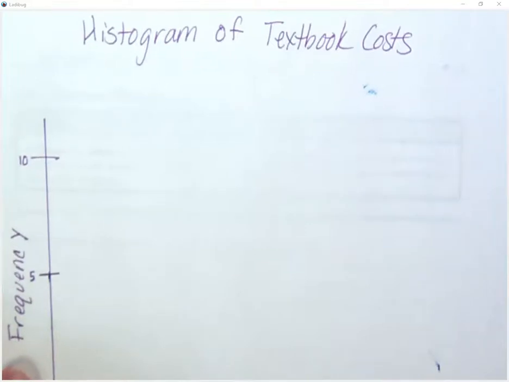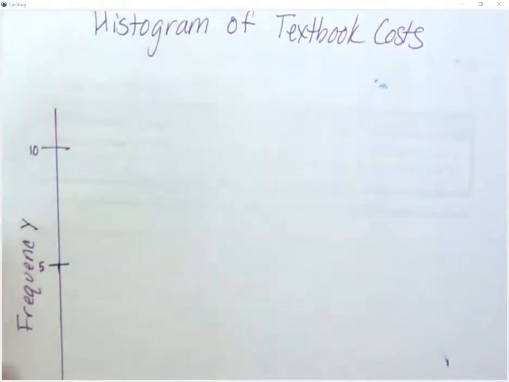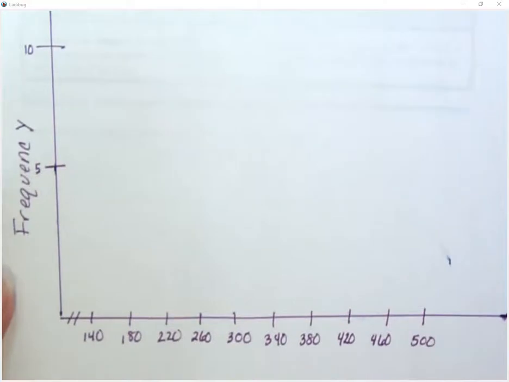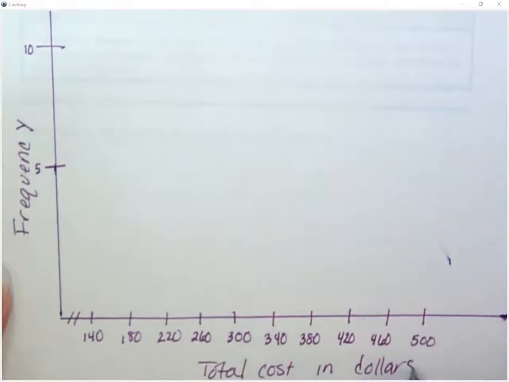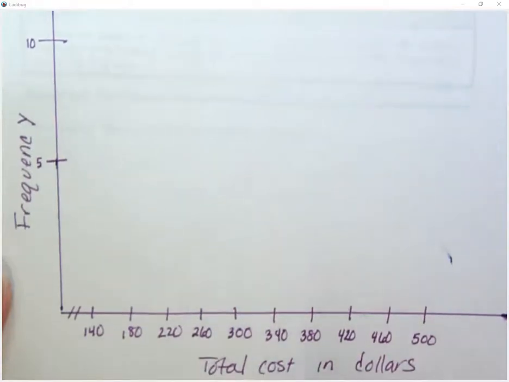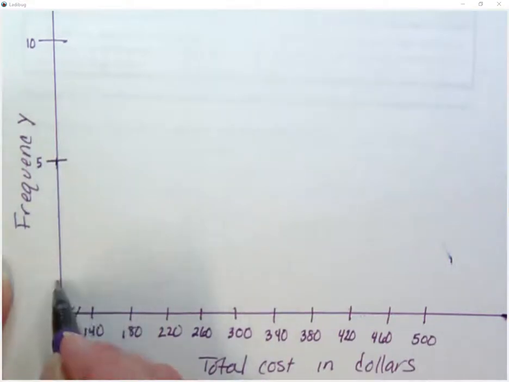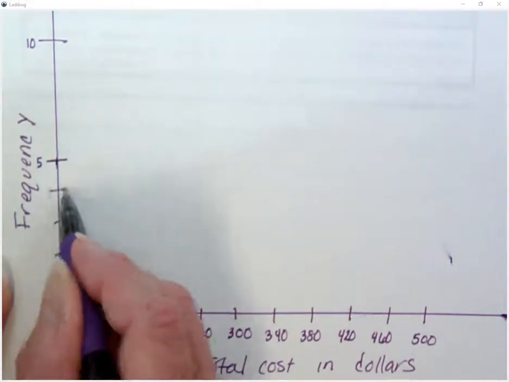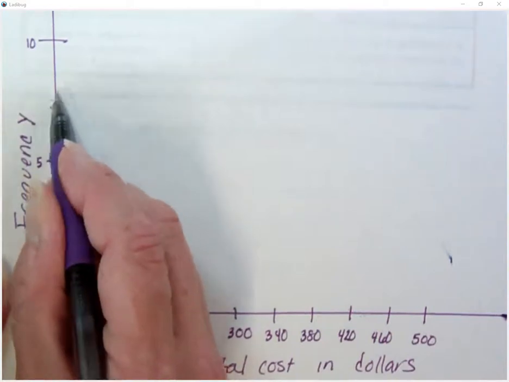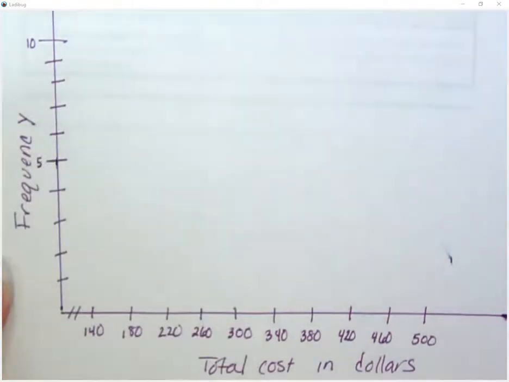Histogram of textbook costs. I put frequency here. I'm going to push this up. And on the bottom here is the cost, total cost in dollars. I could say of textbooks, but we have that in the title too. So then I've just done like a scale of 5 and 10. So 1, 2, 3, 4, 5, 6, 7, 8, 9, 10.